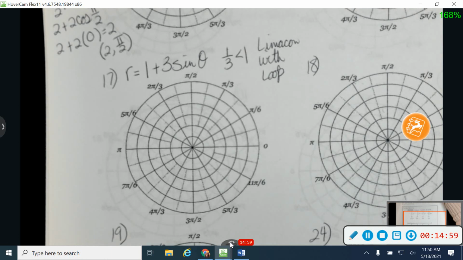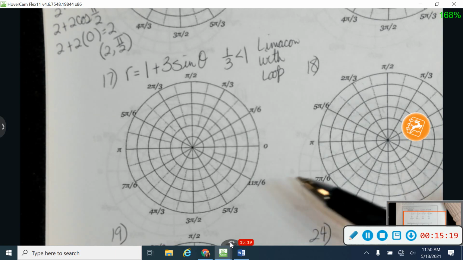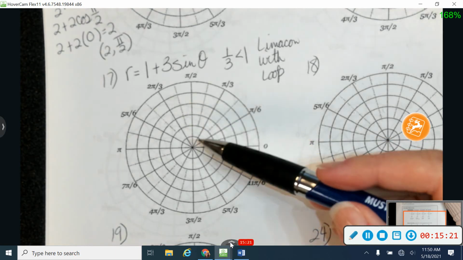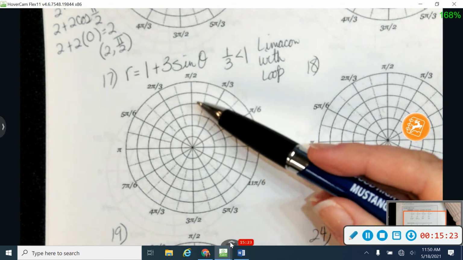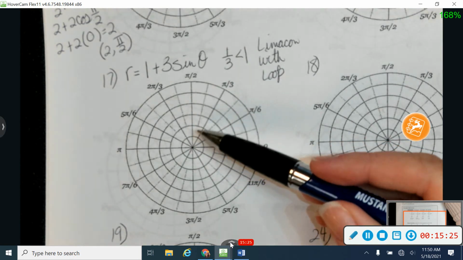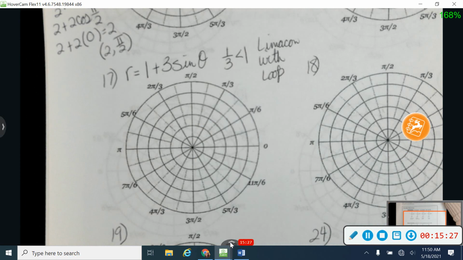Did you find A divided by B to be less than 1? Since it is less than 1, that tells me it's going to be a limaçon with a loop. So this time we've got to find the length of the loop as well. Because it's sine, is it going to be on your X or your Y axis? Y, that's right, good. So this one's going to be going up and down on your Y axis. Positive because they're both positive. So up here is where we're going to have a limaçon with a loop.